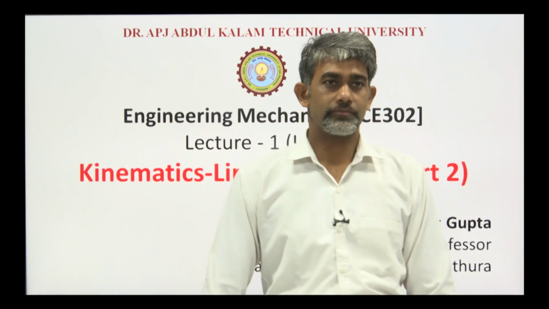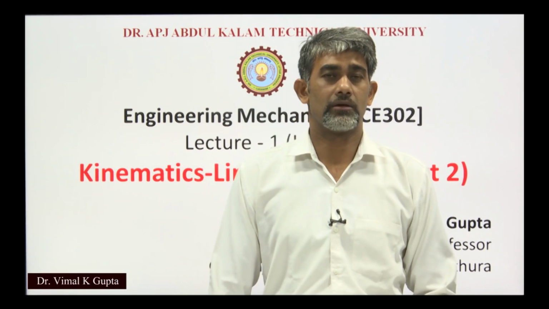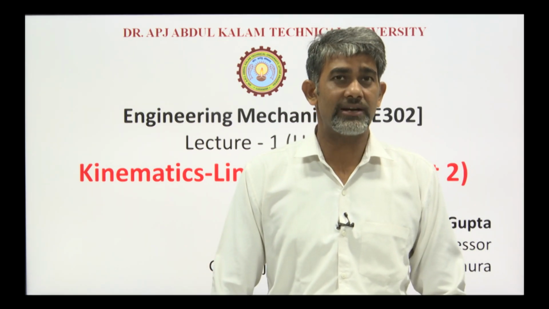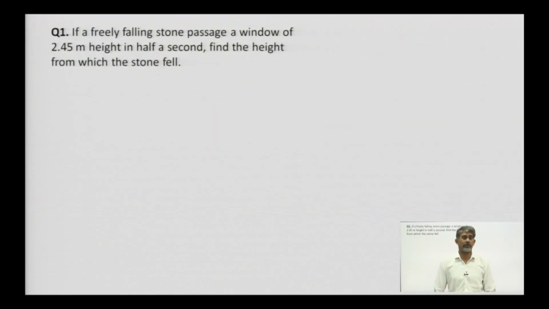In the last class we derived the equations of motion for uniform acceleration, for constant acceleration, and today we will solve a few questions based on those derived equations. So, in this question a freely falling stone, freely falling stone means u is equal to 0, passes a window of 2.45 meter height. Okay, let me draw.